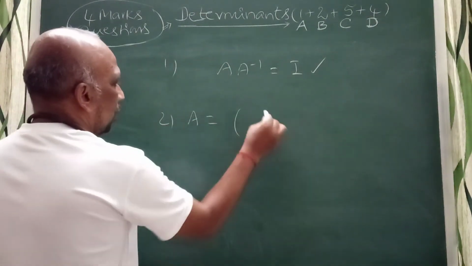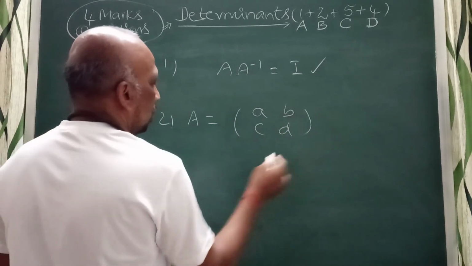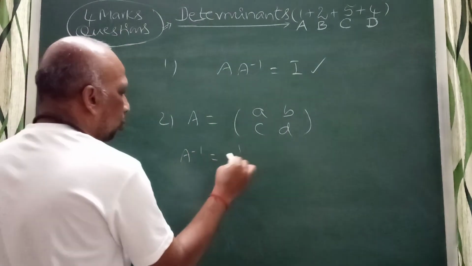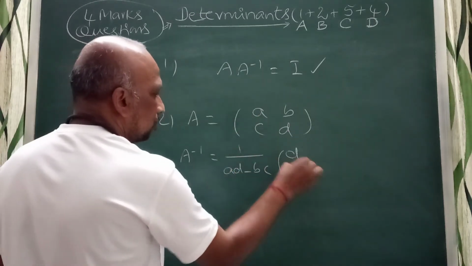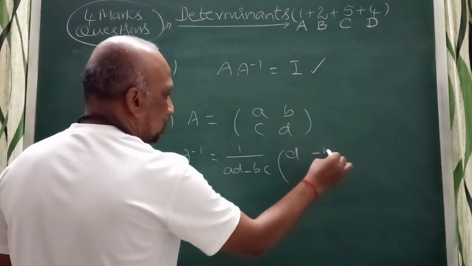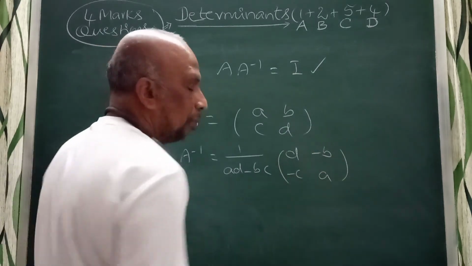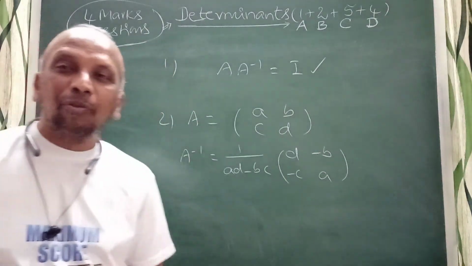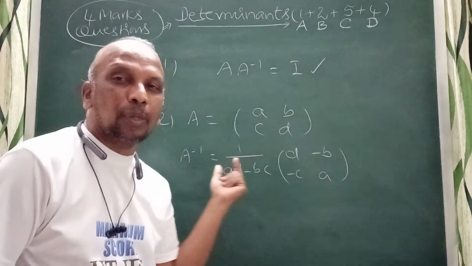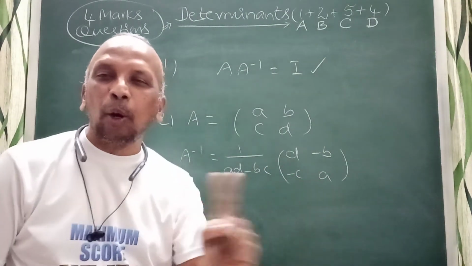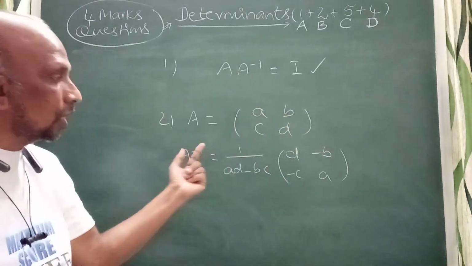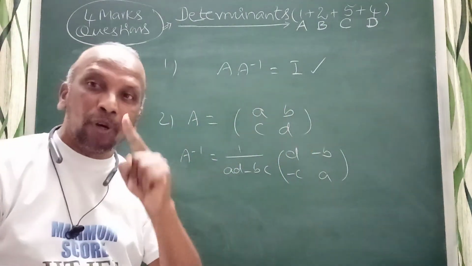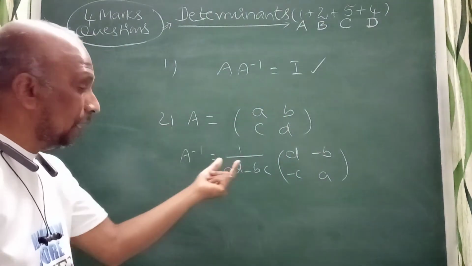Suppose A is equal to A, B, C, D, and A inverse is equal to 1 by AD minus BC, interchange these two, change the sign of the others, the adjoint. But when they are asking using that equation, don't use this method. Most important: this method is not allowed when they are asking using that equation. So to verify your answer, in the rough work you can do this to verify A inverse.